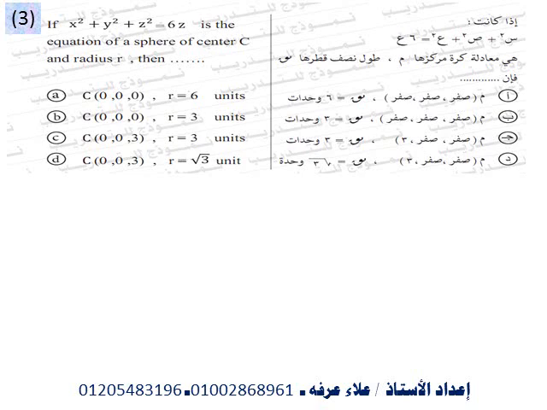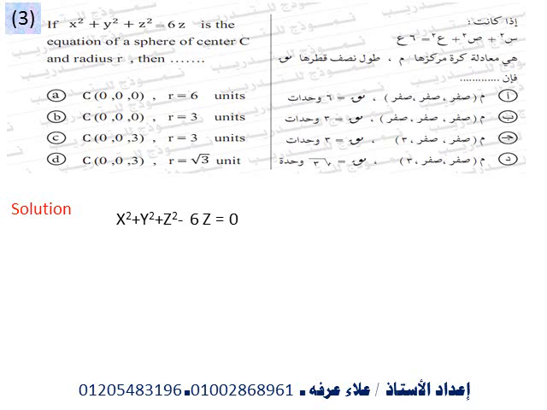Third question: if x square plus y square plus z square equals 6z is the equation of a sphere of center C and radius r, then the solution: x square plus y square plus z square minus 6z equals 0.